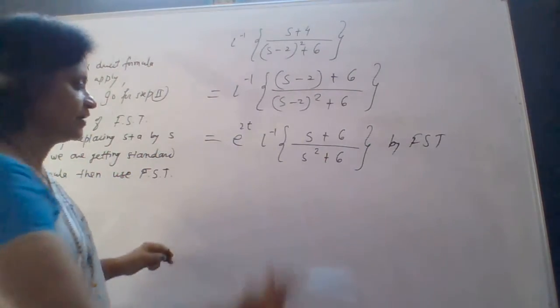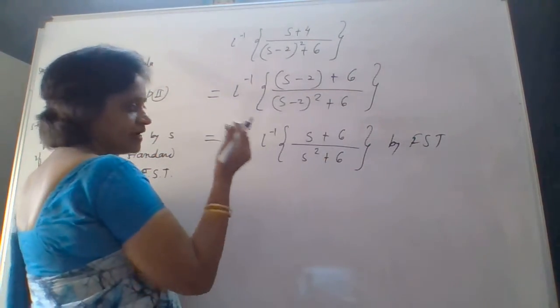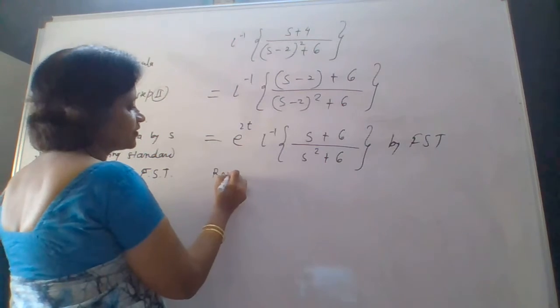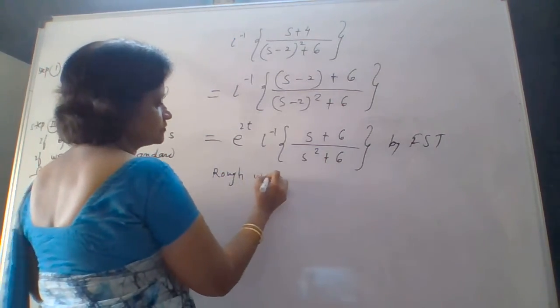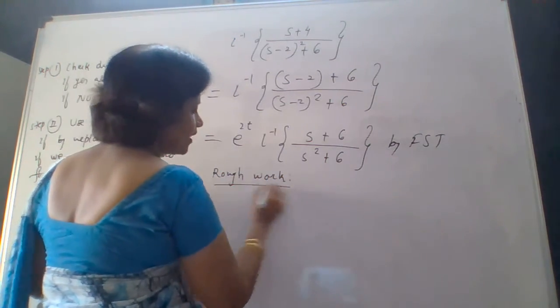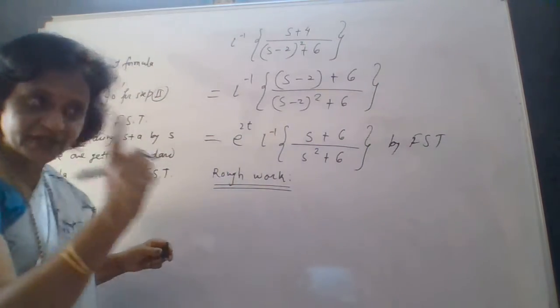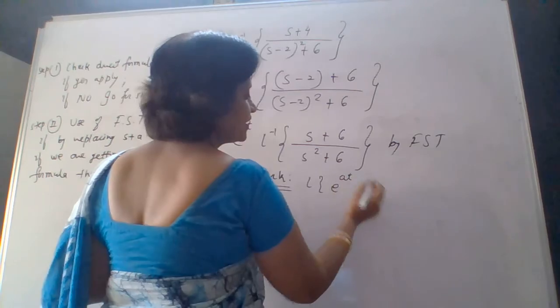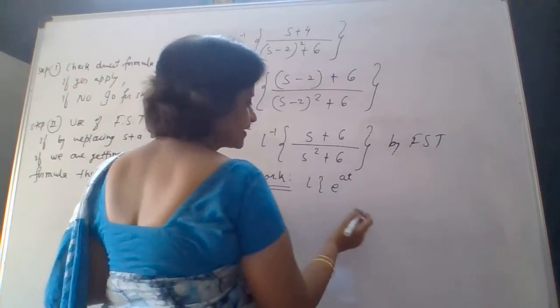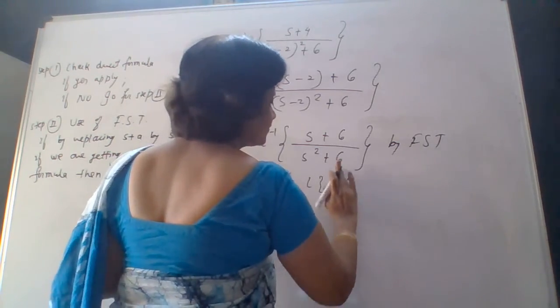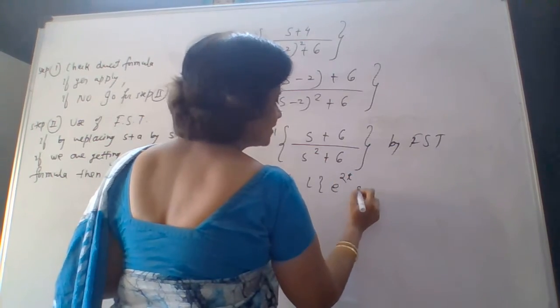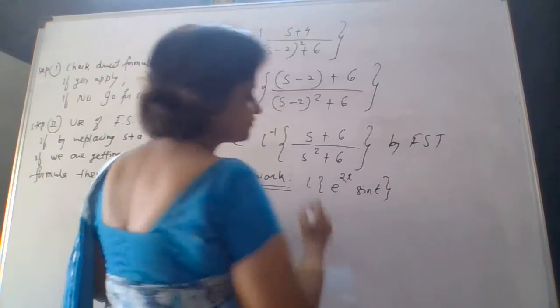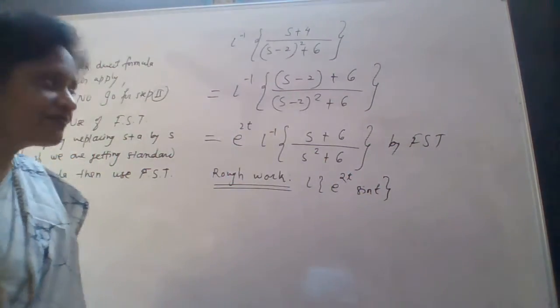Listen carefully. This is just rough work for you, how I am using it. We had seen the first shift rule for Laplace, L of e raised to at. Let me give you an example. Say L of e raised to 2t into sine t. Simple example. How do we find this?